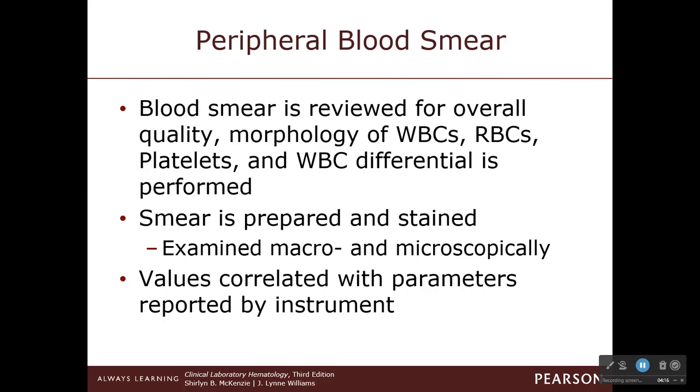All right. Well, no, we're not going to talk about that. Okay. Values correlate with the parameters reported by your instrument.